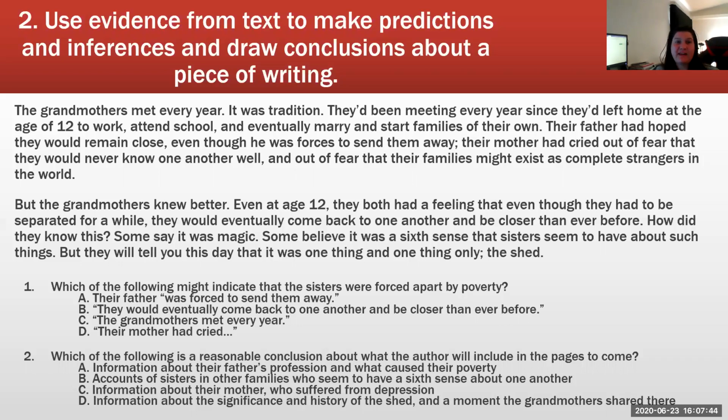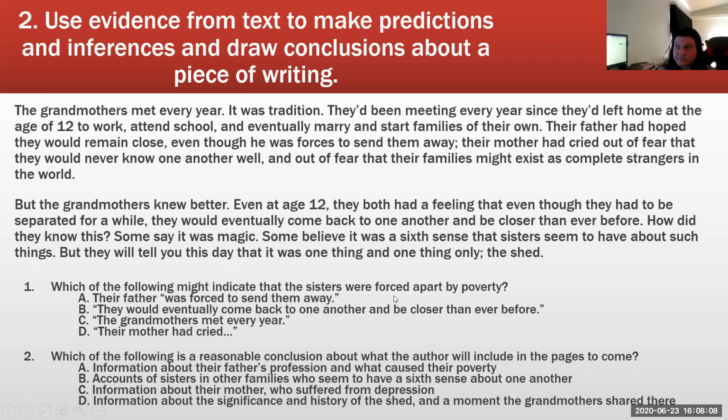Which of the following might indicate that the sisters were forced apart by poverty? A, their father was forced to send them away. B, they would eventually come back to one another and be closer than ever before. C, the grandmothers met every year. Or D, their mother had cried. Well, let's look at this question. We're looking for what indicates that the sisters were forced apart.